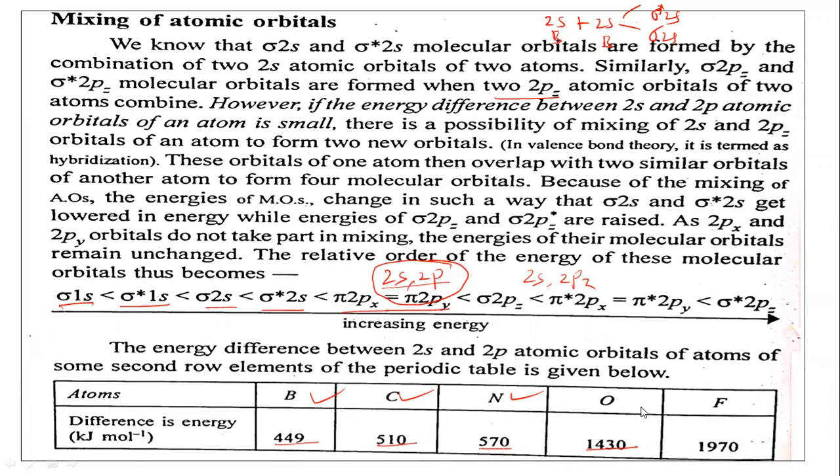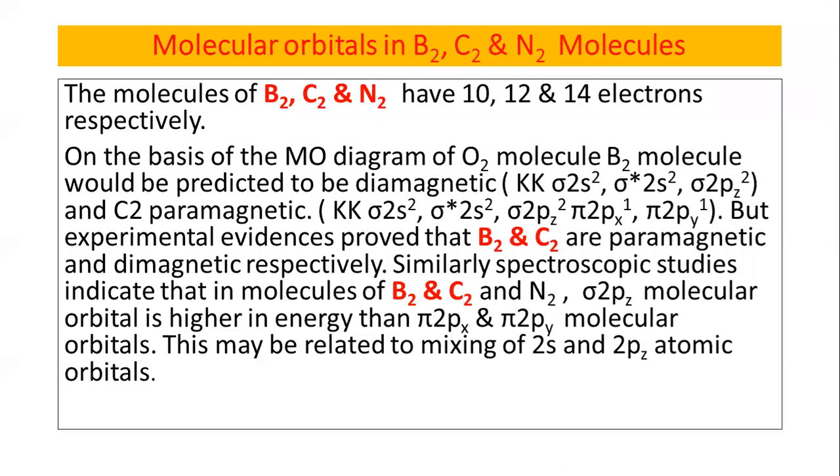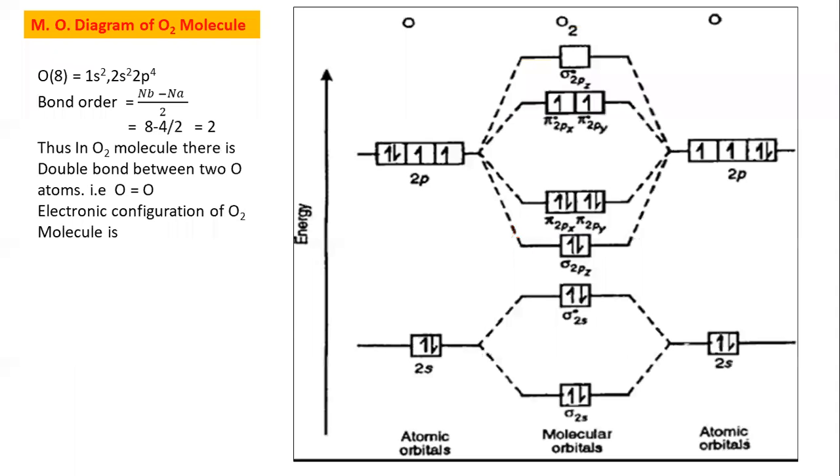And due to that mixing of the atomic orbitals, some molecular orbitals go down, their energy levels get lowered, while the energies of sigma 2pz and sigma star 2pz are raised. That is the main reason why the MO diagrams are changed. So when you draw the MO diagram of boron, carbon and nitrogen molecules, those MO diagrams are totally different from the oxygen molecule. I would like to show here the MO diagram of the oxygen molecule.